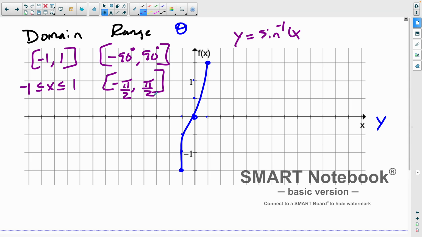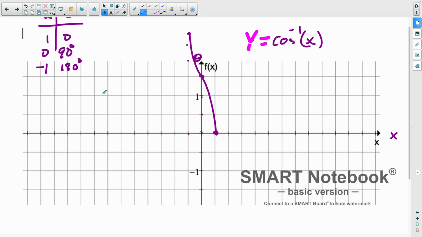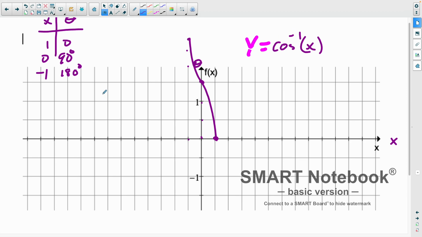All right. So if we were to go to cosine, and if I was going to do the inverse cosine, and I wanted to find the domain and the range for the inverse cosine, all right, what's the domain for the inverse cosine? -1 to 1. So what do you notice about the two domains? They're the same, right?